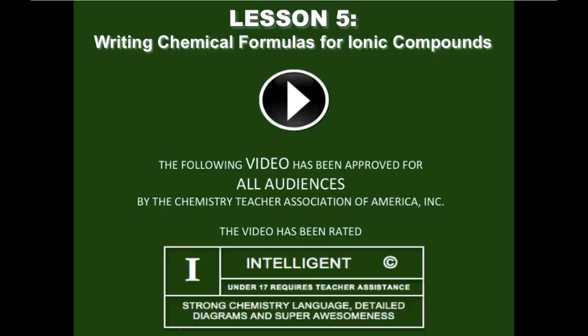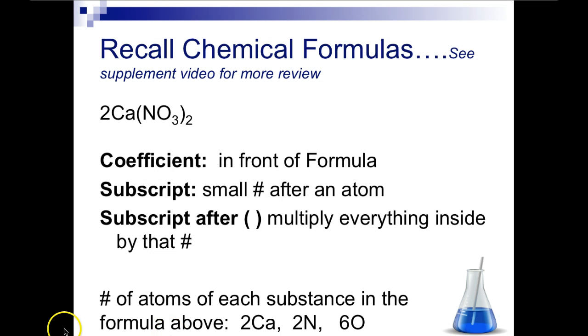All right, guys, we're going to talk about lesson 5, which is writing chemical formulas for ionic compounds. So, recall chemical formulas. Remember, coefficients go in front of the formula. The small number after is called the subscript. The subscript after the parentheses means you need to multiply everything inside by that number, and that gives the number of atoms of each substance in the formula above. So, for this, we have 2 Ca's, 2 N's, and 6 O's.